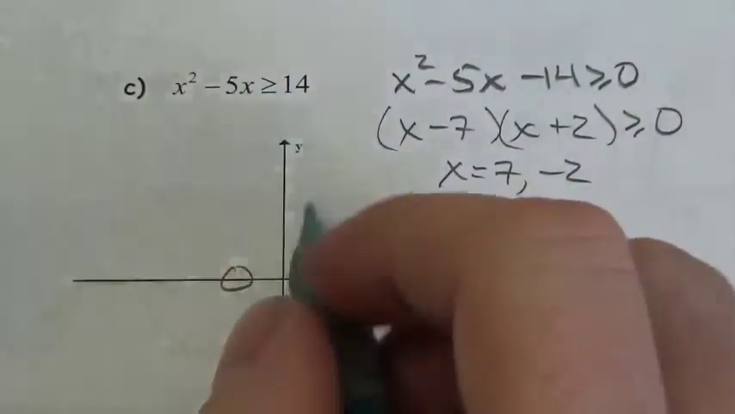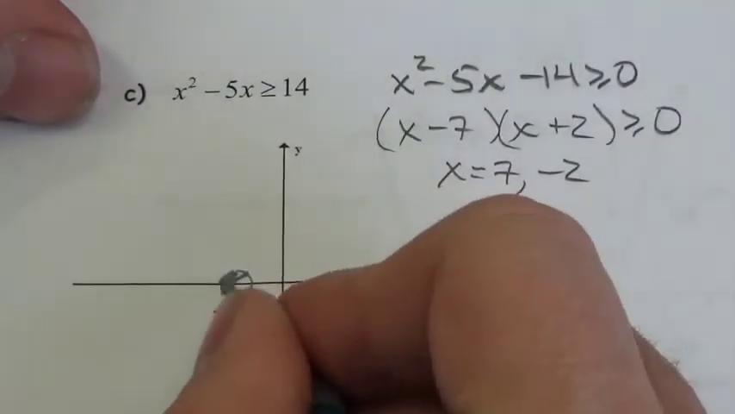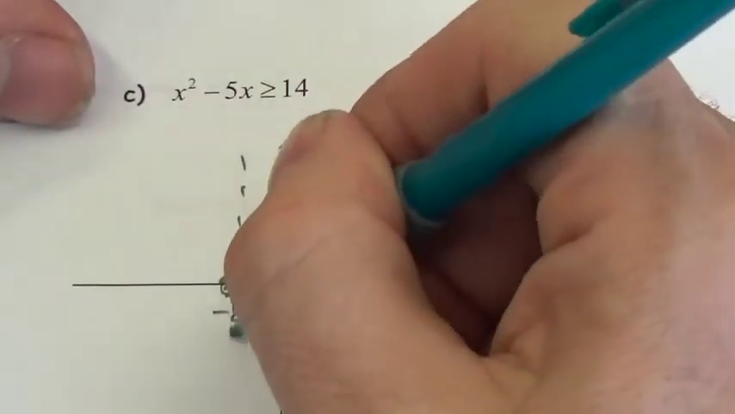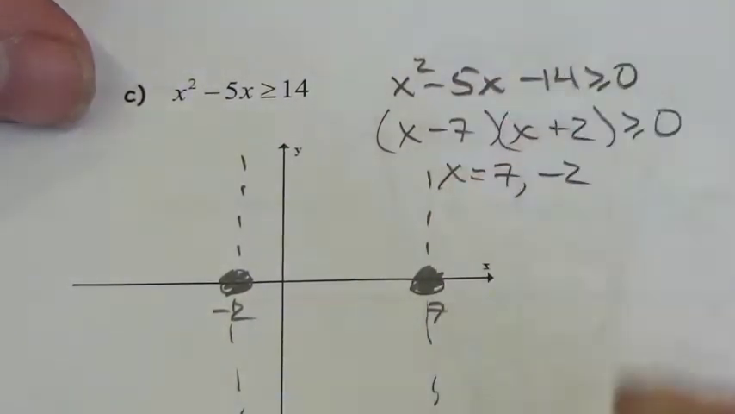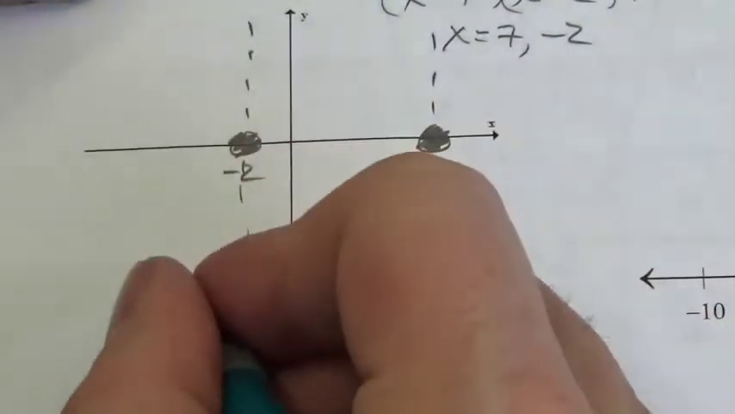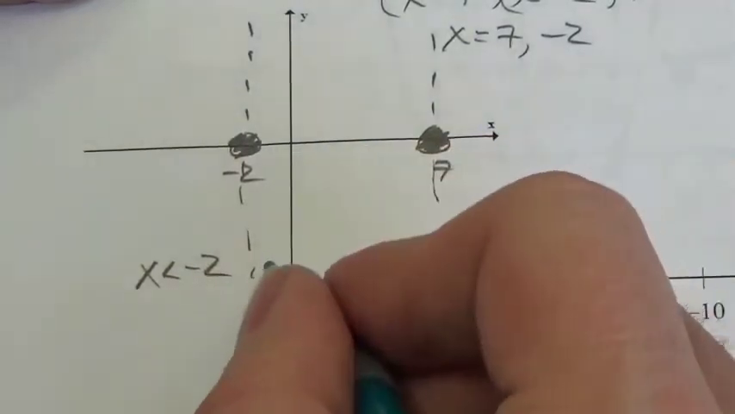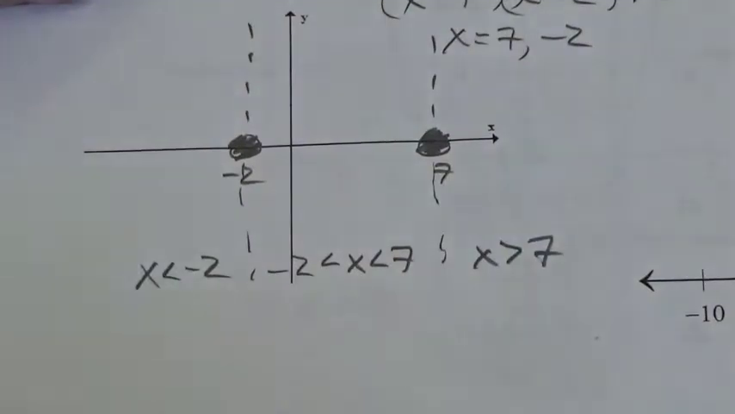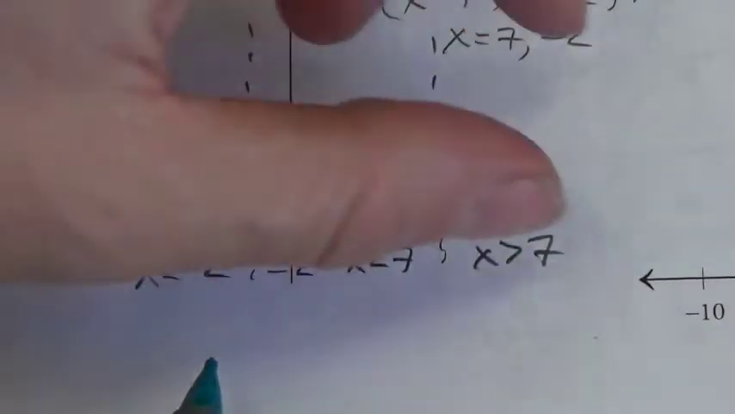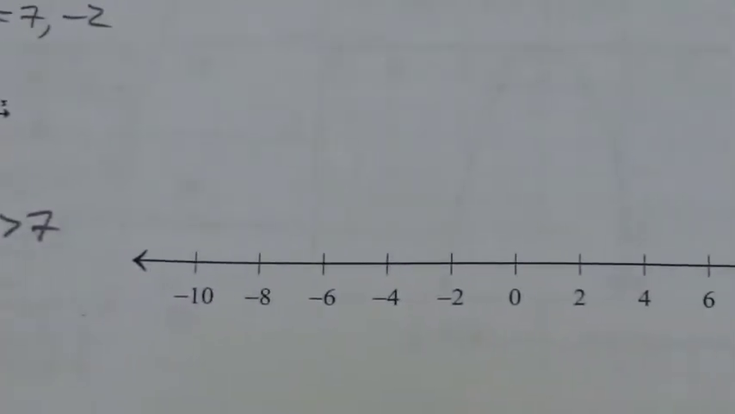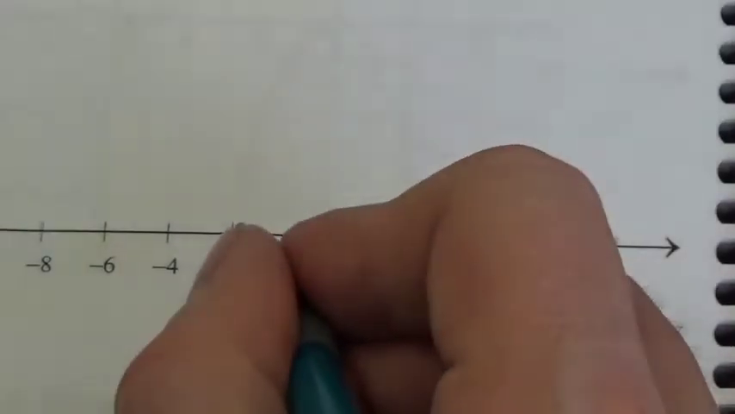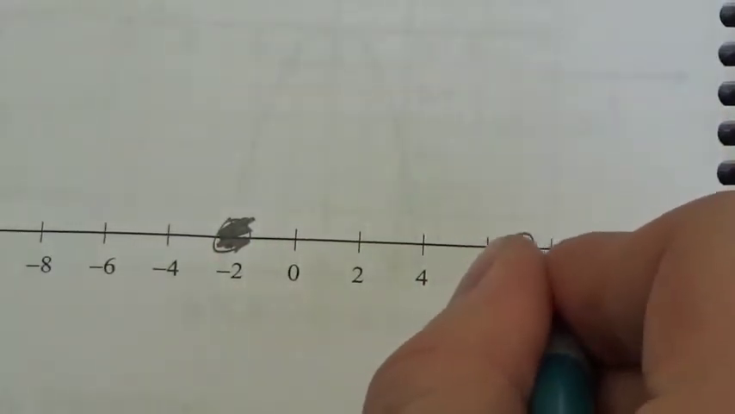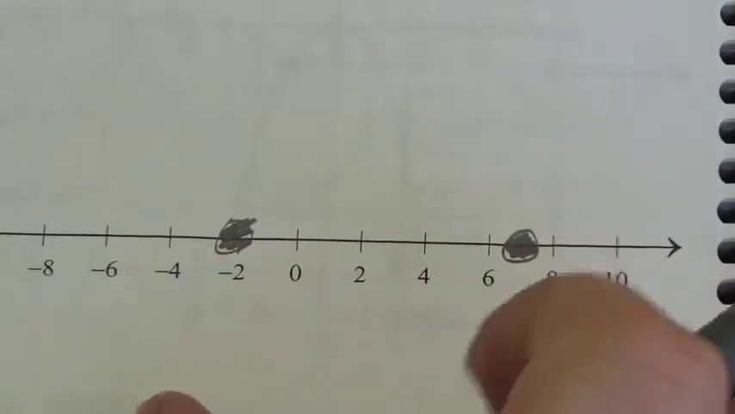Because of it being or equal to, I would fill in those circles that I have on negative 2 and 7. I am going to put my little lines through there to create those intervals that I've been doing. So x is less than negative 2, negative 2 is less than x less than 7, x is greater than 7. These are the names that we would give to these intervals. And then now, just because I've started this up here, I'm going to put my circle around the negative 2, fill it in, my circle around the 7, fill it in. I will come back to this solution in just a moment.